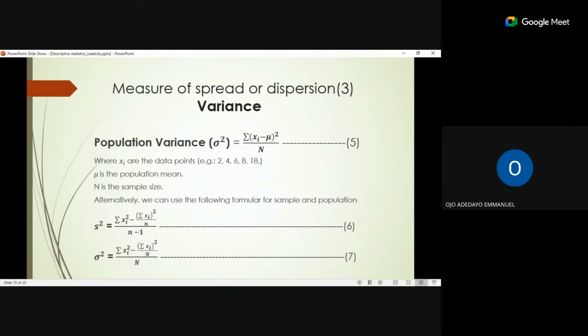But let me recap this variance again. We have sample variance.